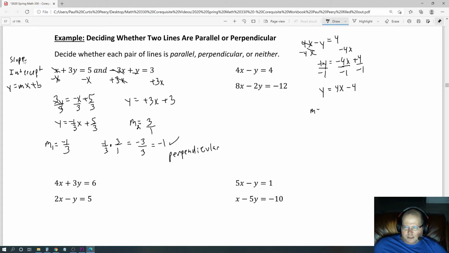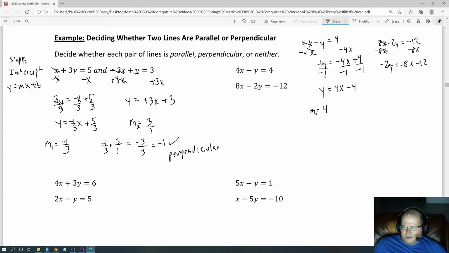In which case we know that the slope of the first equation, this subscript is just to differentiate between the first and the second equation. Okay, so we know that the slope on this one is a positive 4. Okay, so what about the second one? We have 8x minus 2y equals negative 12. We want to get that negative 2y by itself first, so we have to undo that positive 8x by subtracting 8x, and whatever we do to one side, we do to the other. Those cancel out, leaving me negative 2y is equal to negative 8x minus 12.